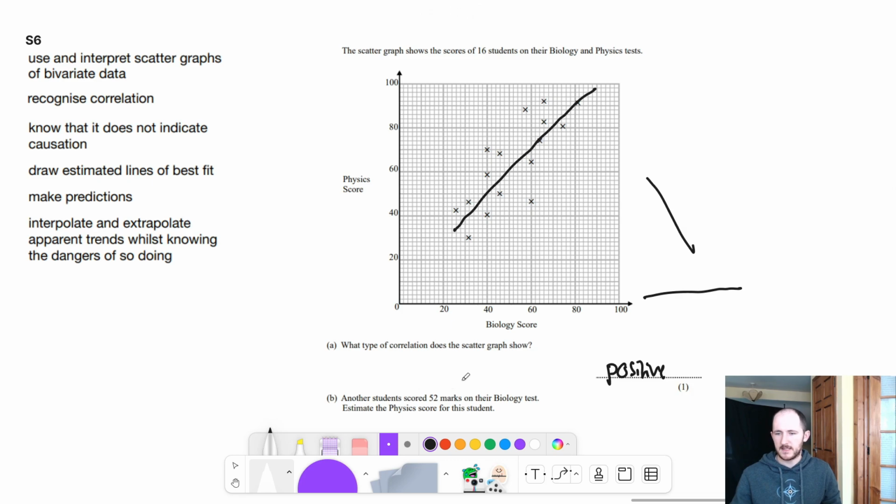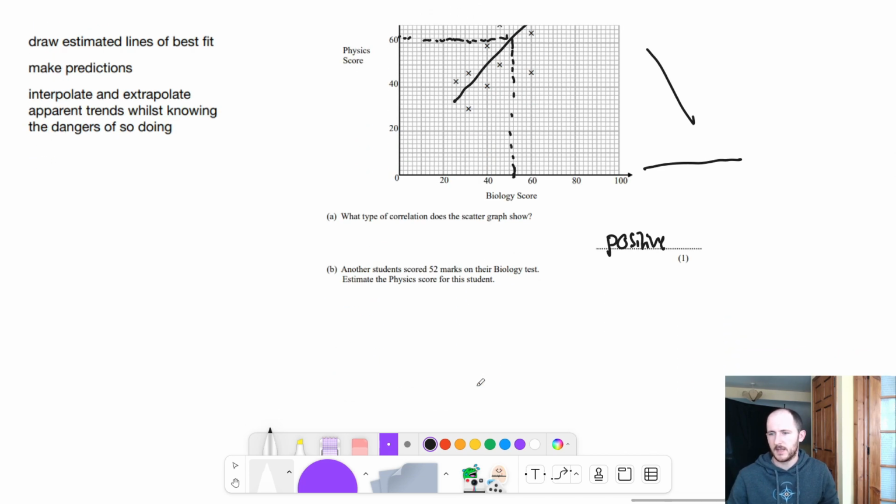Another student scored 52 marks on their biology test. Estimate their physics score. What you do is you look at where 52 is on your graph, on your x-axis. You would go up until you touch your line of best fit, and then you'd read across to estimate their physics score.